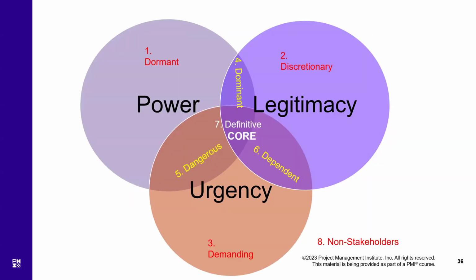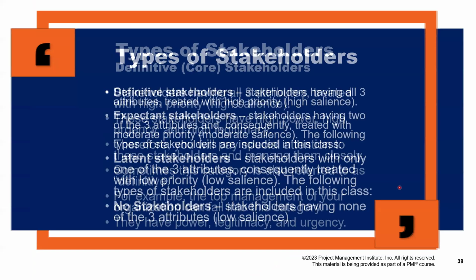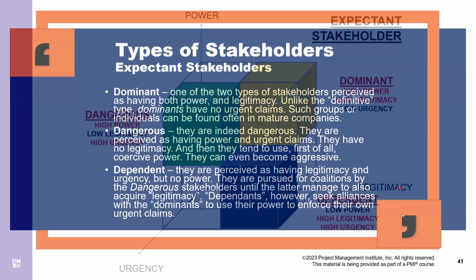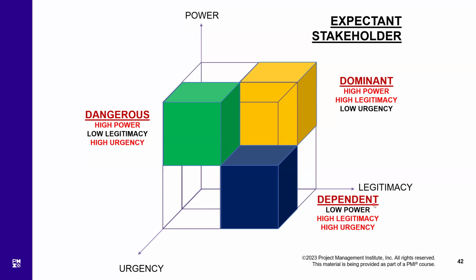Yeah, this is exactly the same depiction, right? Yes. So dependent here, which is number 6, is low in power. You see that? Exactly. So dependent is low in power, high on legitimacy. Sorry, I got you, my bad. I confused power and dependent. Here it is low power, high legitimacy, high urgency.